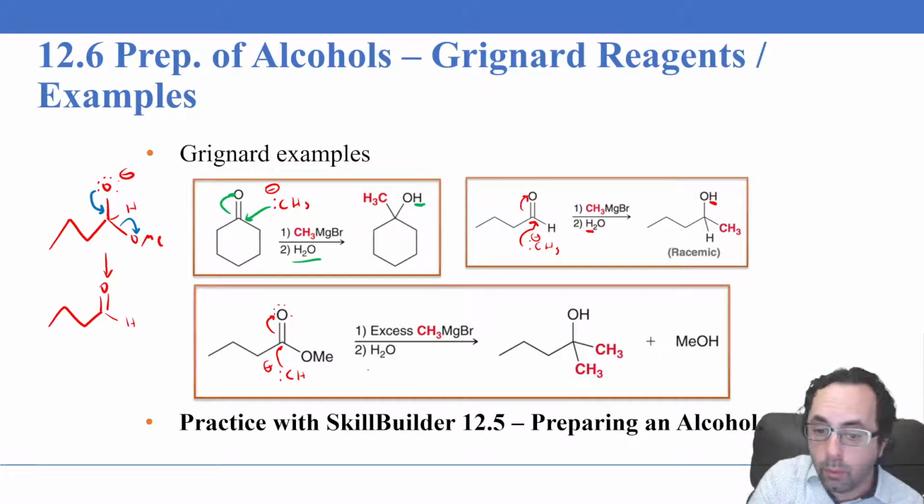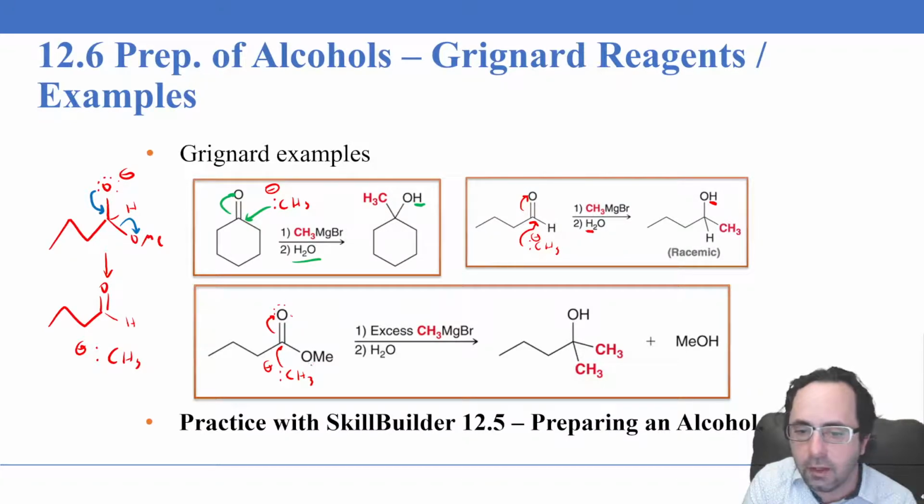And now we still have more of the Grignard reagent here, and so this can attack again. Whoops, I forgot my methyl group. Sorry, guys. Okay, let me go through this again because that was kind of a bad explanation. So we have the attack by the methyl group, and the resonance arrow puts the electrons here. So that methyl group is now there.